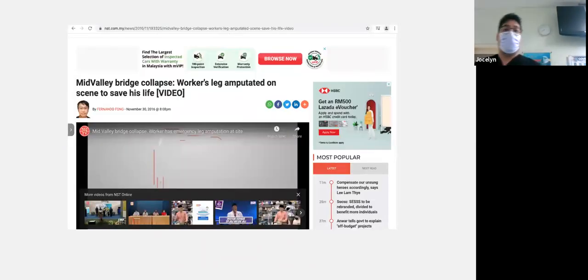All right, so this is what I told you. Mid-Valley bridge collapse. Worker's leg amputated on scene to save his life. This had been done by the UM team, the NS, the ortho, and also the EP. They had to amputate at the scene. It's called guillotine amputation, if I'm not mistaken. This is the video I will show you guys.